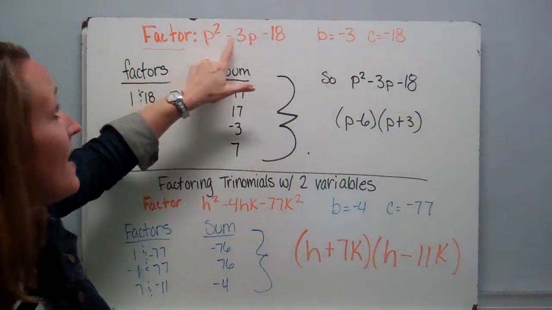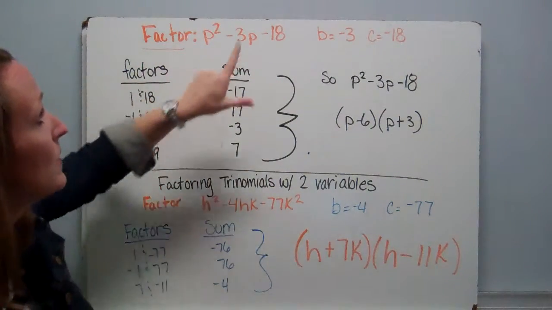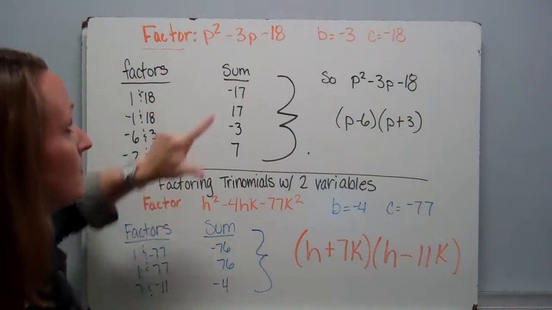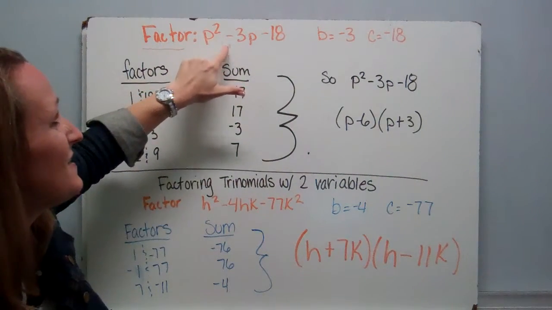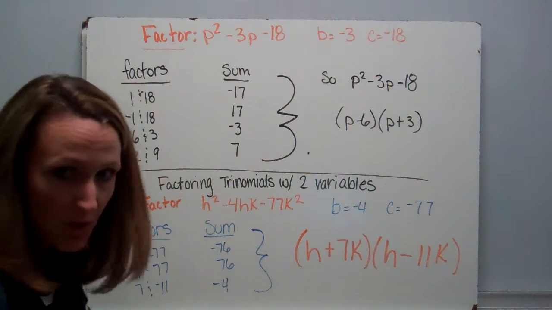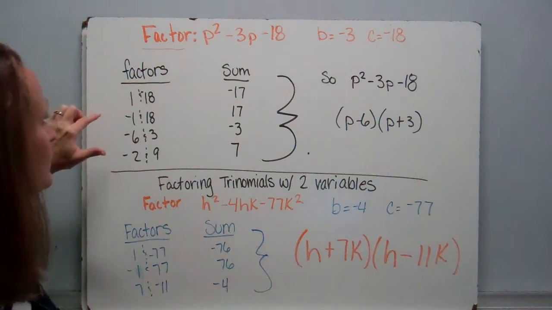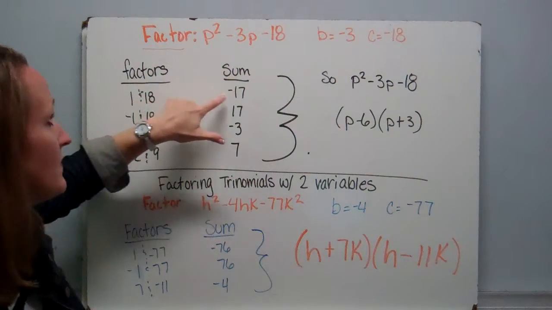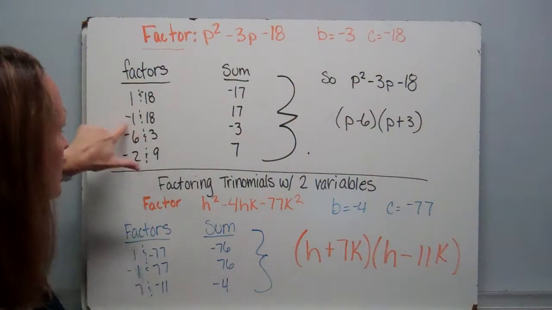Okay, so here everything is negative. So we know to get a negative product, we need one positive and one negative. We know to get a negative sum in the middle, I need a larger negative and a smaller positive. So let's see. This one's a really big negative and a small positive. It's going to give me too big of a number.